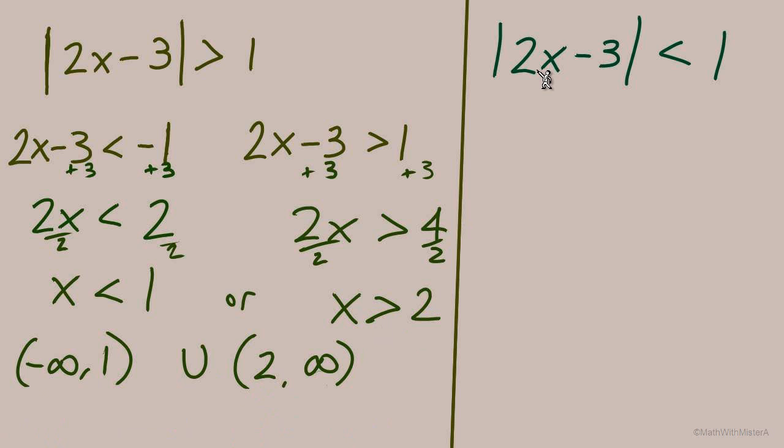Let's look at another example. Let's actually look at this example, but if we were using a less than inequality instead of a greater than. Absolute value of 2x minus 3 is less than 1. So our distance from 0 is less than 1. We're looking at an interval that is close to 0, and it's just one interval. So we can set up a compound inequality. 2x minus 3 has to be between negative 1 and positive 1. That's how we're saying our distance from 0 is less than 1. It can't go farther to the right than 1.